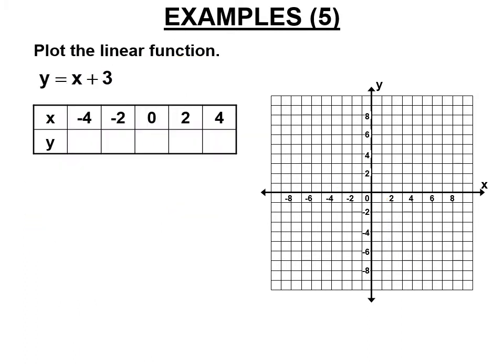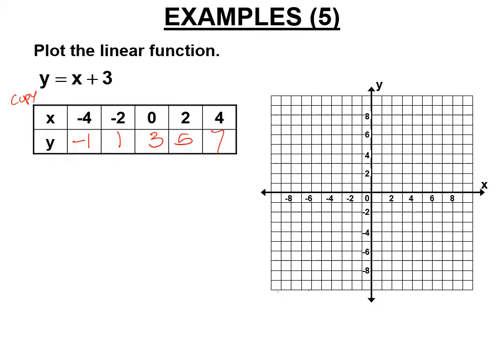All right, so we're going to do the same thing with a horizontal table. So x is -4. So we put -4 in there. -4 plus 3, -1. Then we put -2 in there. All right, you're copying this table. -2 plus 3, +1. 0 plus 3, 3. 2 plus 3, 5. 4 plus 3, 7. You don't need all these arrows. Okay, so those are our points that we're going to plot.